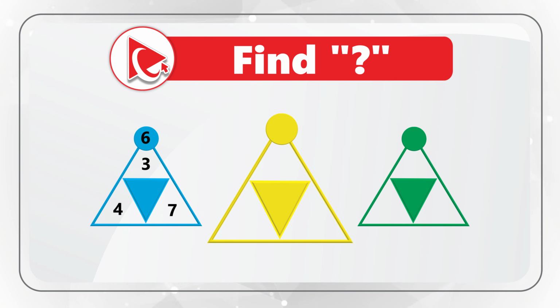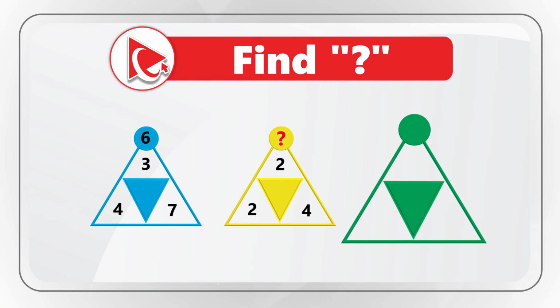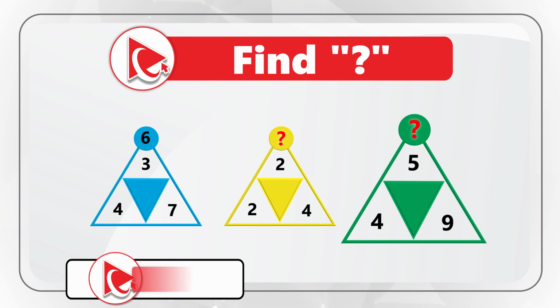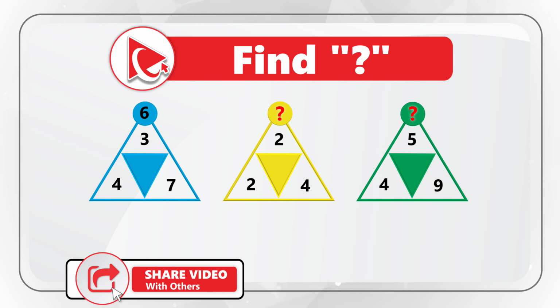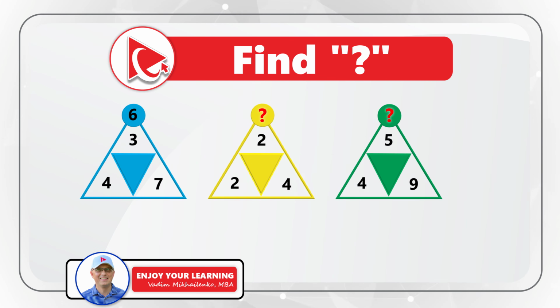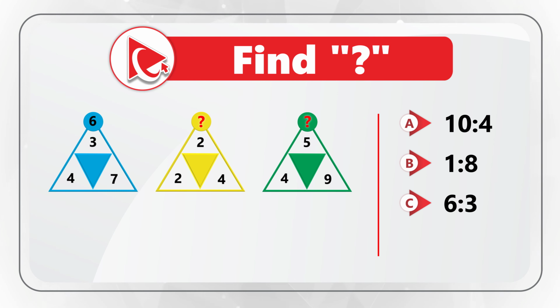The yellow triangle has numbers 2, 4, and 2, and there is a missing number on the top. The green triangle has numbers 5, 9, and 4, and a missing number on the top. Take a close look to see if you can find the two missing numbers and select out of 4 different choices. Choice A, 10 and 4. Choice B, 1 and 8. Choice C, 6 and 3. And choice D, 2 and 2.